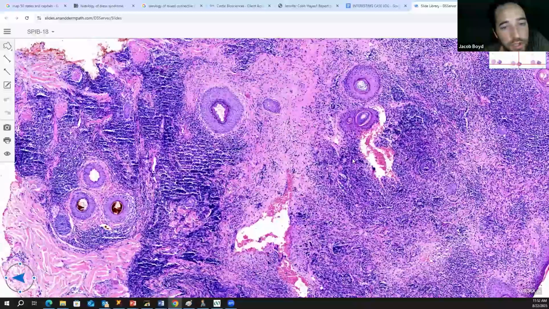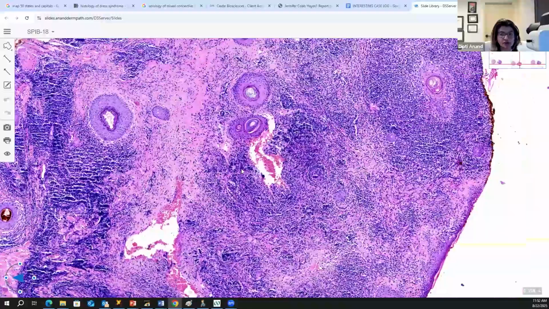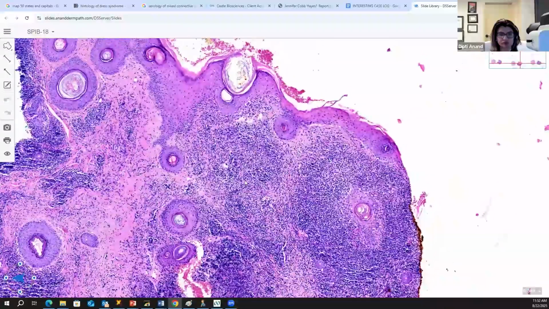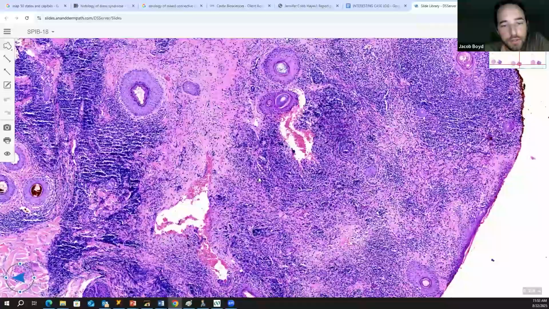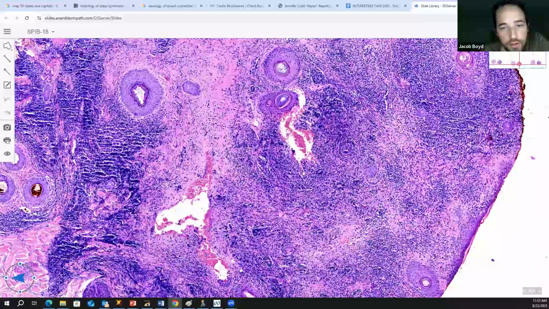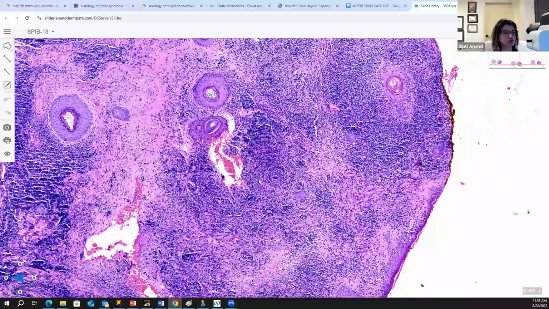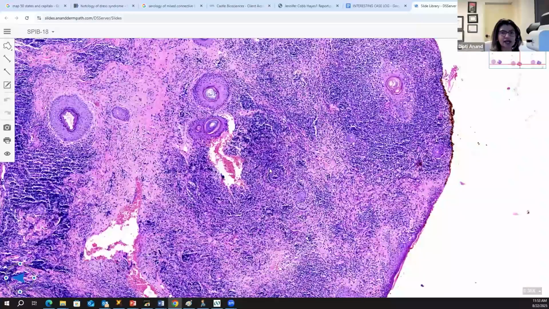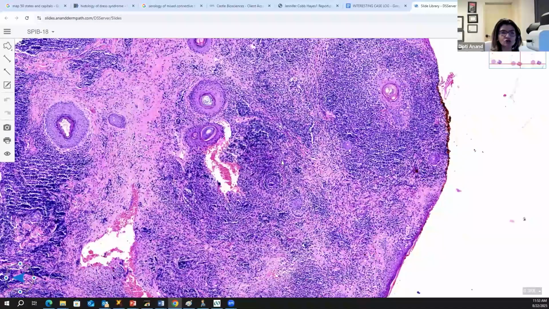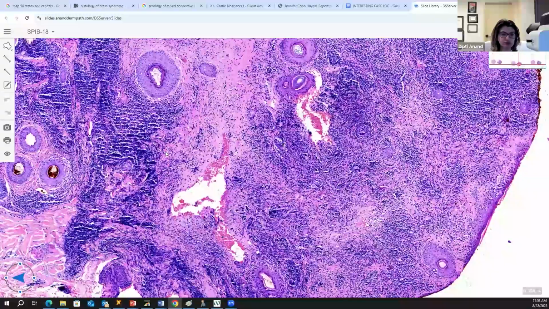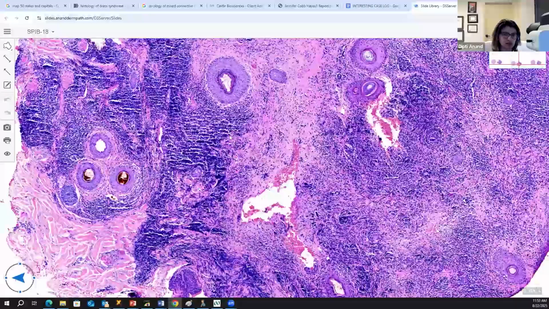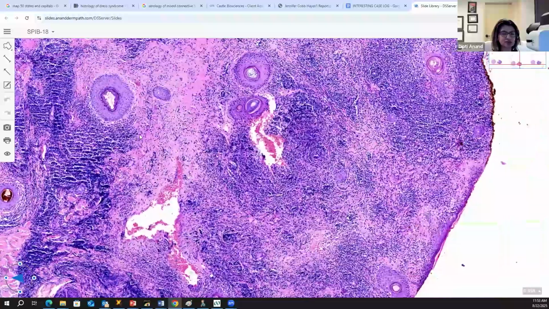Why did you exclude LPP? Because there is lots of inflammation, and the amount of inflammation is out of proportion. You actually are not seeing any perifollicular fibrosis, right? Maybe a little here. But the classic finding of LPP is the concentric perifollicular fibrosis in a mucinous fashion.